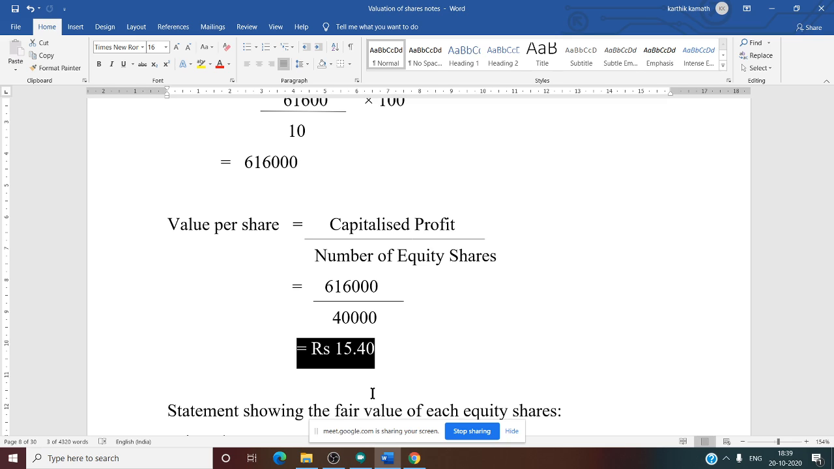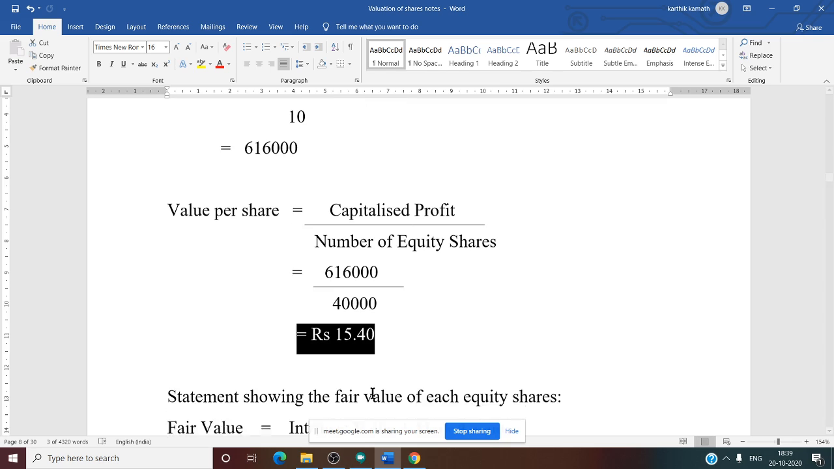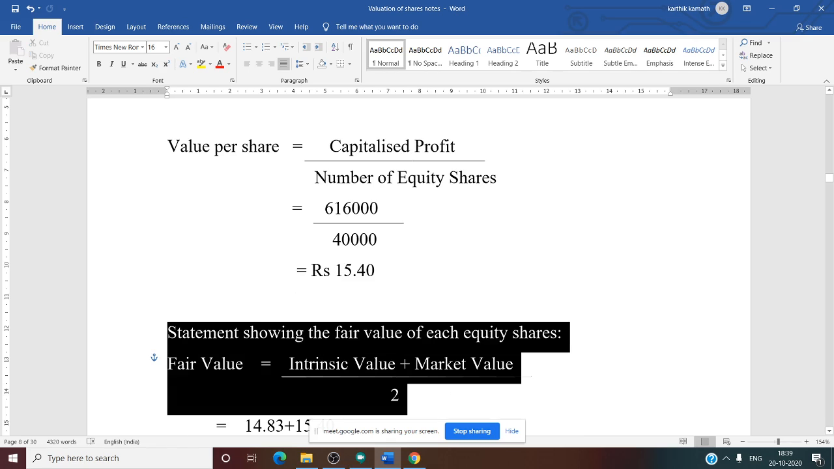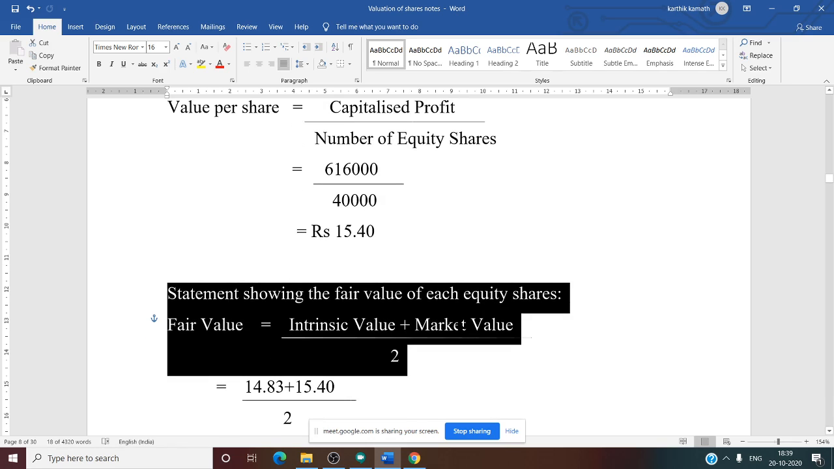So the last method is fair value. We have discussed the net asset method, then the market value method, now the final fair value. What is the formula for fair value? It is the average of the first two methods. We have already discussed this. See the statement showing fair value of each equity share: intrinsic value or net asset method plus market value or yield method, divided by 2.